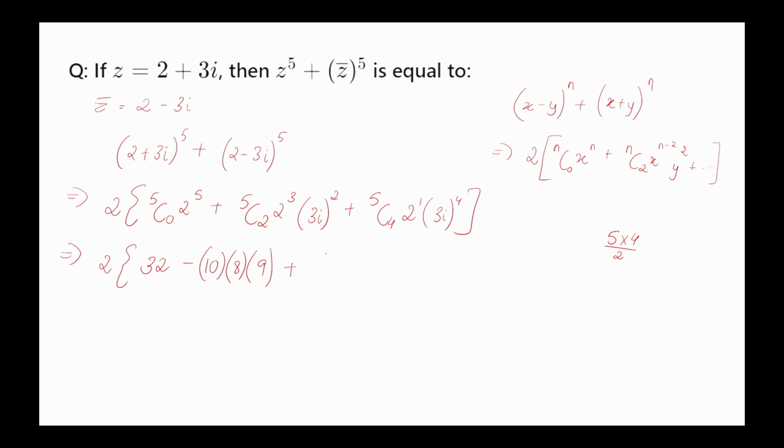Plus 5C4. 5C4 can be written as 5C1, so it would become 5 into 2 into 3 to the power 4: 3 3s are 9, 9 9s are 81, and iota to the power 4 is nothing but 1. So now if we calculate this entire term, what are we going to get? This would become 122, and we have a 2 multiplied outside as well, so this would become 244. This is our answer.